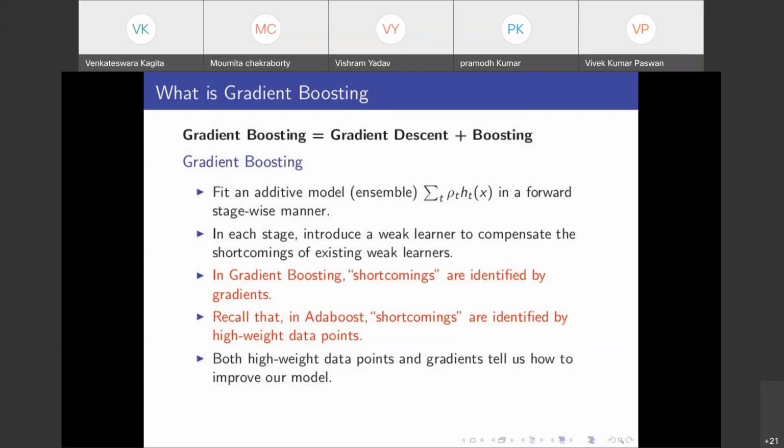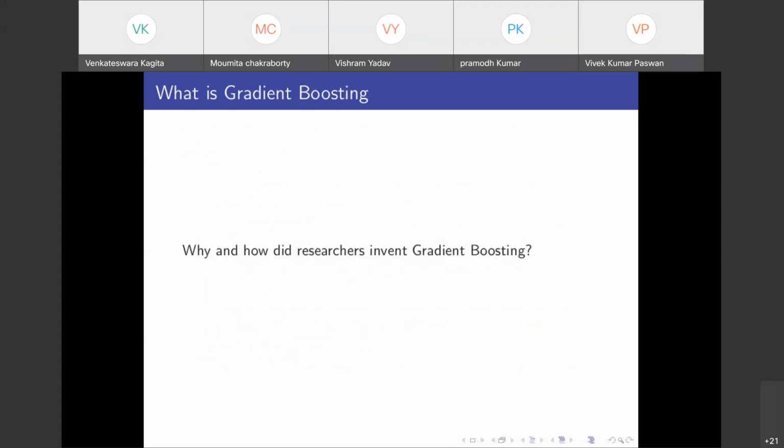That's the difference between the AdaBoost technique and the gradient boosting technique. Both high weighted data points and gradients tell us how to improve our model. So however you represent the shortcomings, this high weighted data or the gradient, they tell you how to improve your model. It tells you where the existing models fail. So now the question is, why and how did researchers invent the gradient boosting technique?